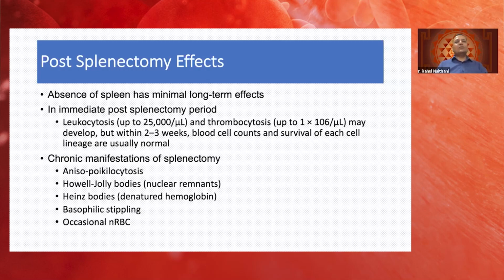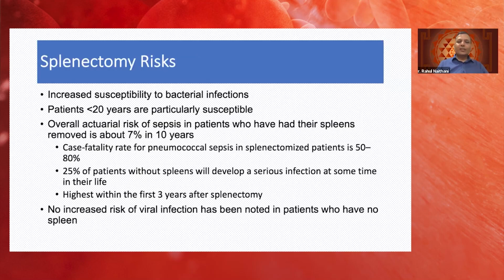However, if someone has an intact spleen and this finding is reported, then we should investigate this patient, because the spleen is structurally there but functionally is not. So it's basically a functional asplenia or hyposplenia, and we should investigate these patients for that. The traditional risk of splenectomy is increased susceptibility to bacterial infection, and that is why you need to give pneumococcal vaccine, meningococcal vaccine, and H influenzae B vaccine to these patients. Patients less than 20 years of age, actually less than 16 years of age, are particularly susceptible. Overall actuarial risk was 7% in 10 years. Again, the majority of these patients were less than 5 years of age. When these children got infection, the case fatality rate was very high.